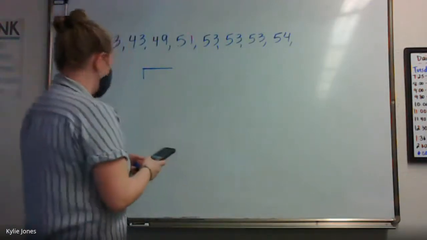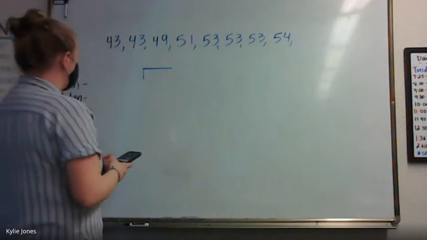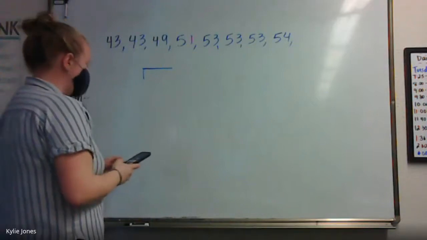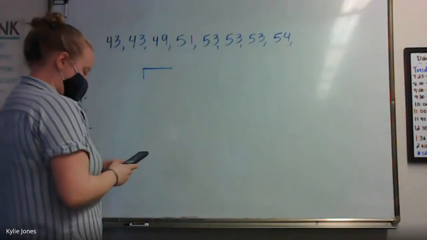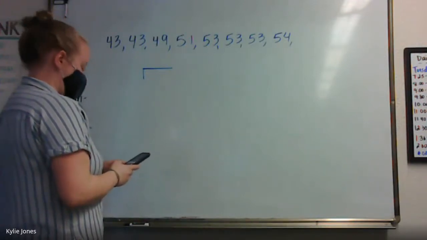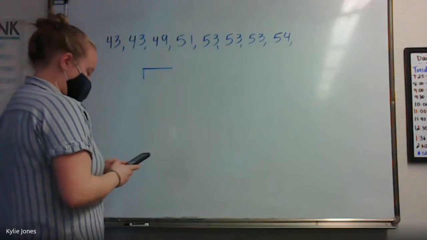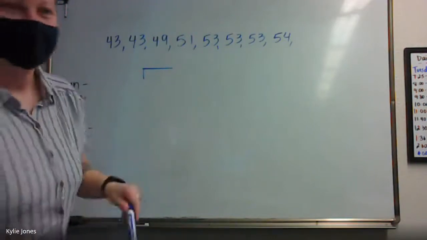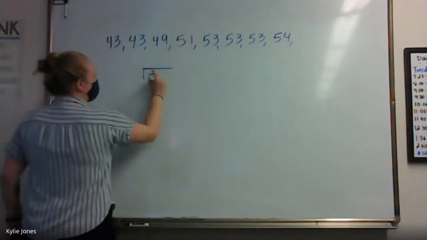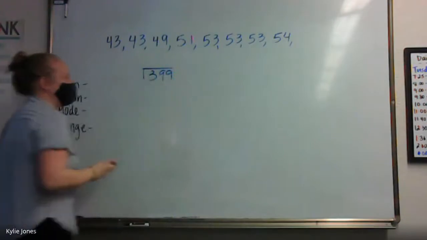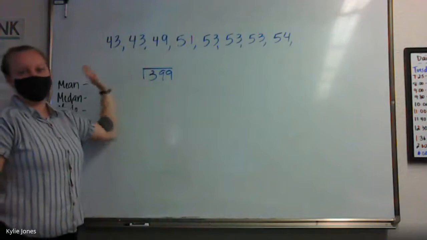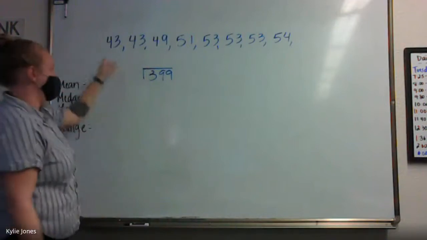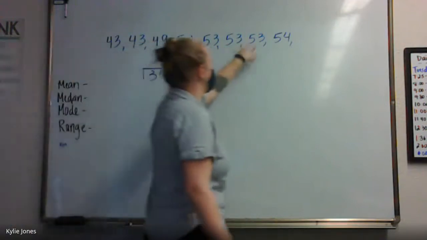So we have 43 plus 43, 49, plus 49, plus 51, 53, 53, 53, 54, 54. 399 is correct. So we added them all together and got 399, but we still have to divide by what? 8. 1, 2, 3, 4, 5, 6, 7, 8.